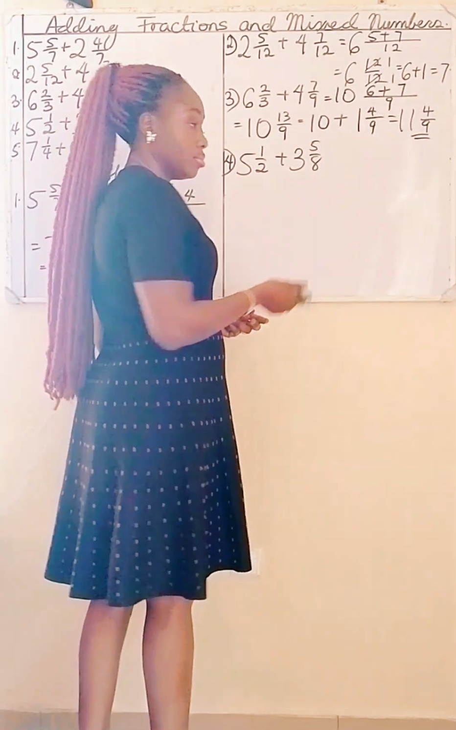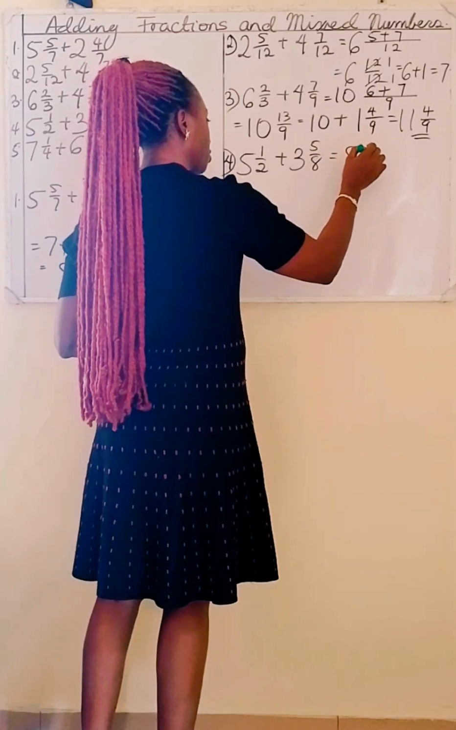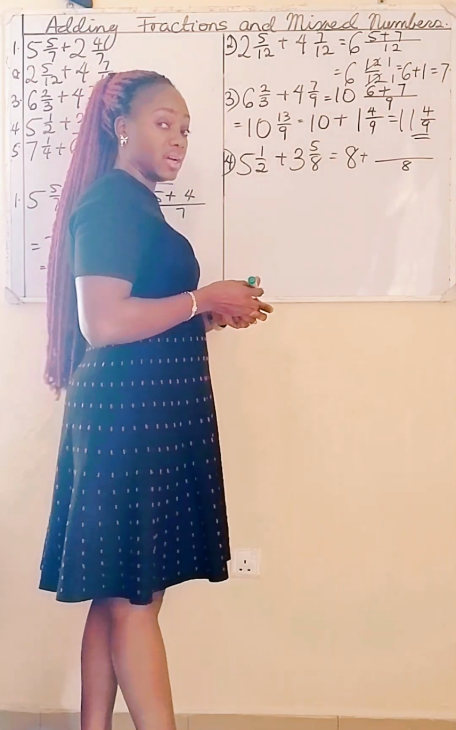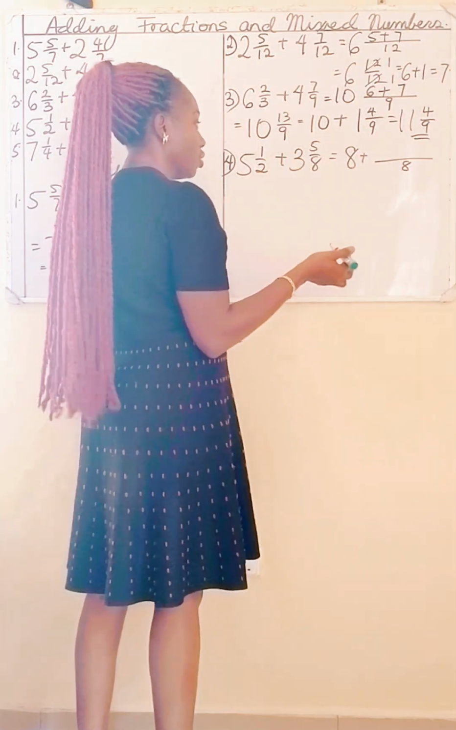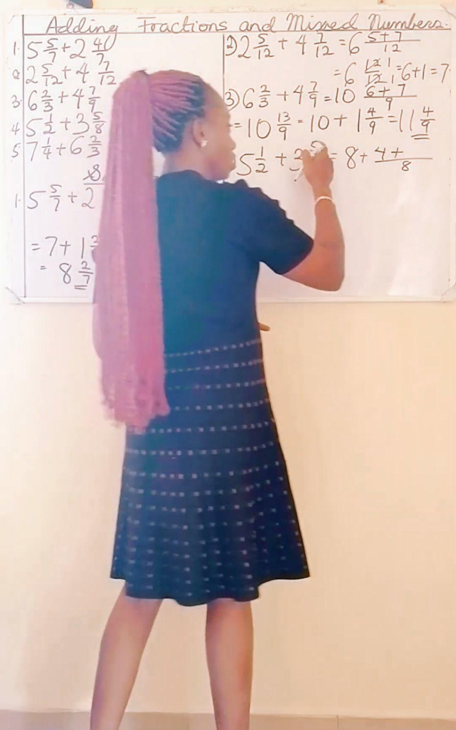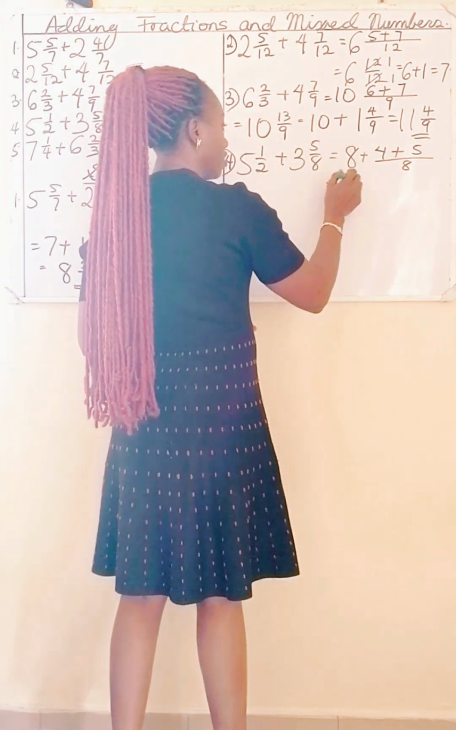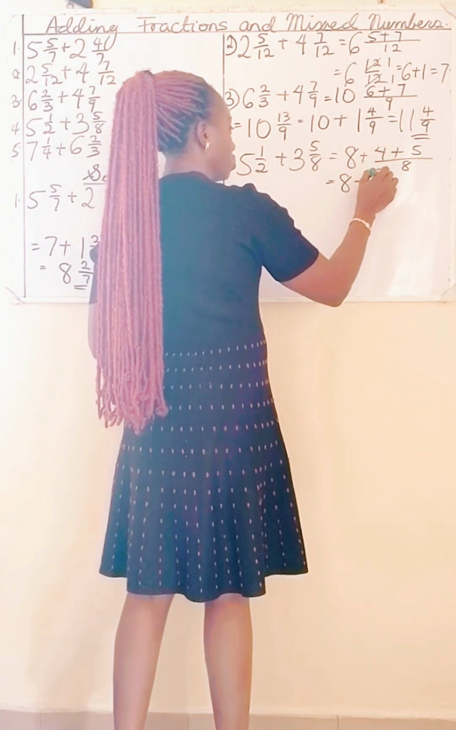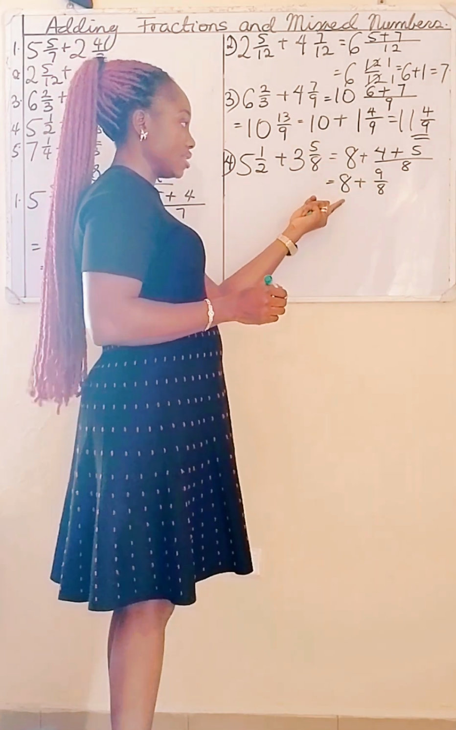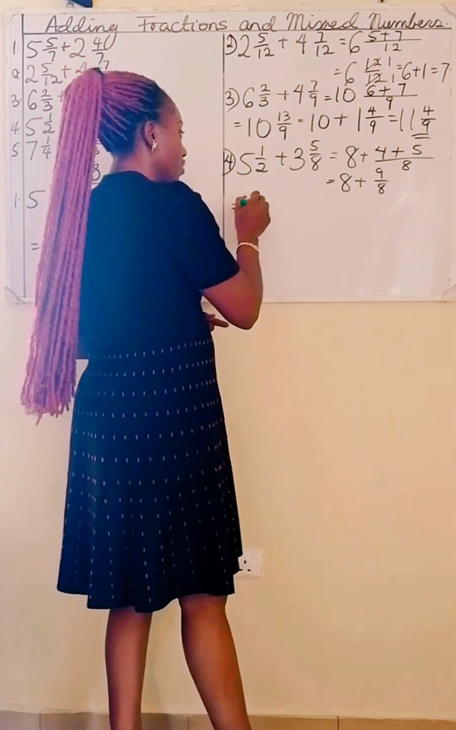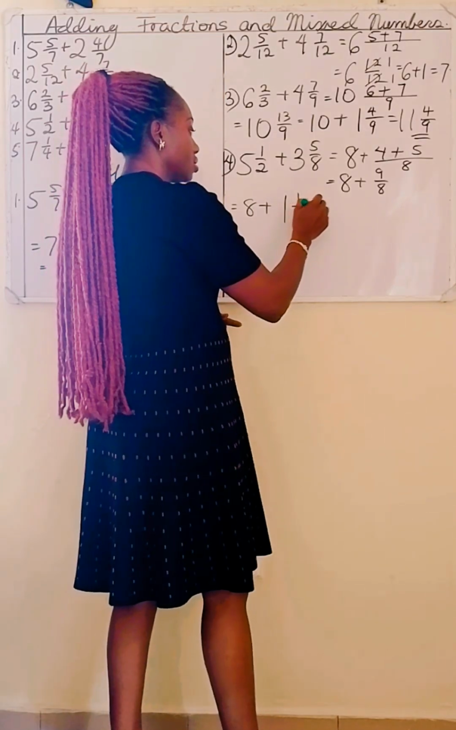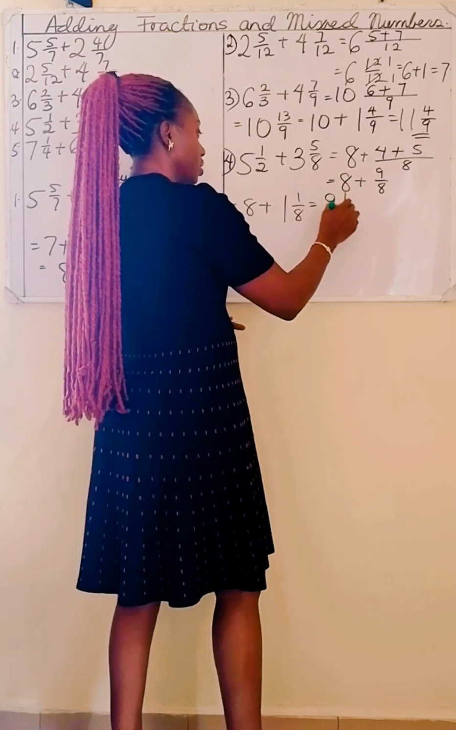First is to add the whole numbers together. 5 plus 3 equals 8, right? And the LCM here is 8 because 8 can divide 2. 8 divided by 2 gives us 4. 4 times 1 is 4. Plus 8 divided by 8 is 1. And 1 times 5 is 5. So we have 8 whole number, 9 over 8. So we're also going to convert this to a mixed fraction, so we can add the whole number to this 8. So we have 8 plus 1 whole number, 1 over 8. And this gives us what? 9 wholes 1/8.